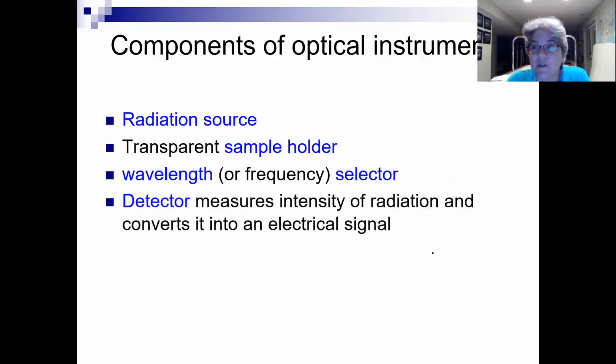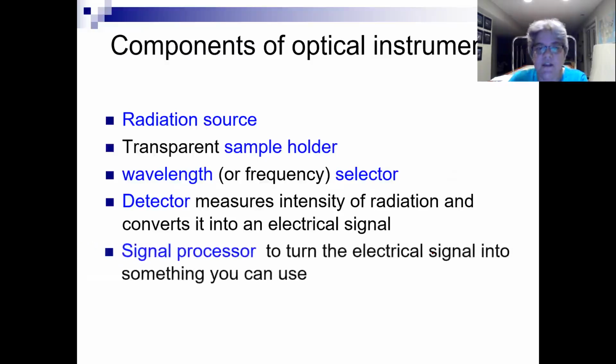You need a detector. You need something that's going to measure that absorbance, you know, the P0 and the P. And then you need a signal processor. In all modern instruments, the signal processor is the computer. So we won't talk more about that.